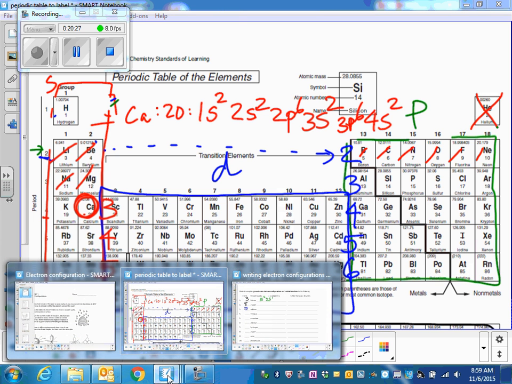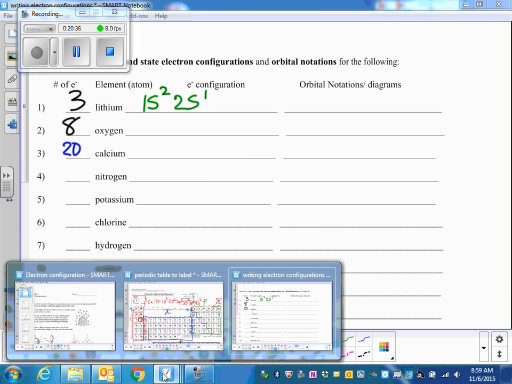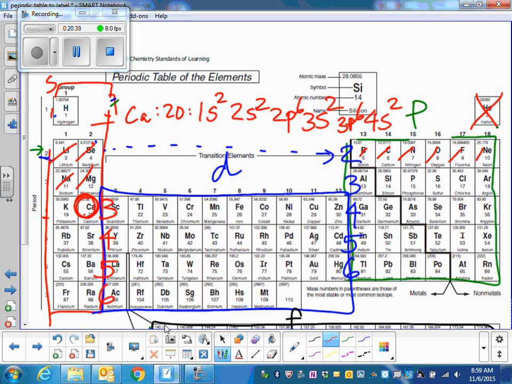What do you put in the diagram? Oh, that I will teach you in a little bit. All right. Does everybody know how to check it? If you add the 2 plus 2 plus 6 plus 2 plus 6 plus 2, what do you get?